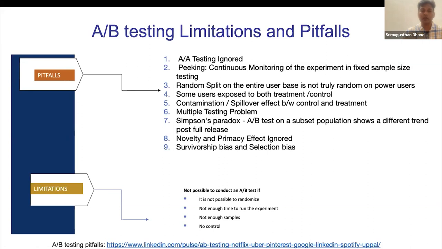Some other issues like novelty and primacy. So there are a few pitfalls. I have taken only five examples because we don't have much time. So we can just see five examples of how A/B testing is misapplied and you get results that are actually with error.